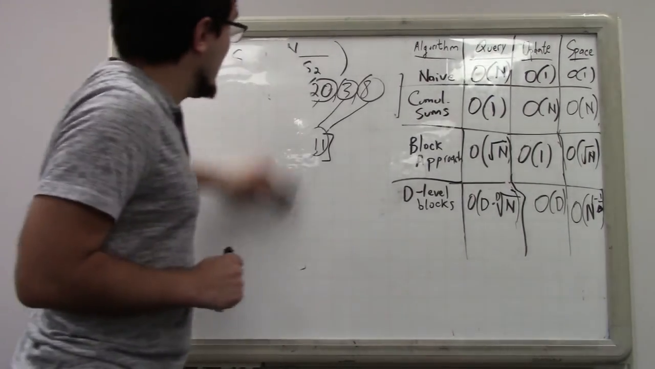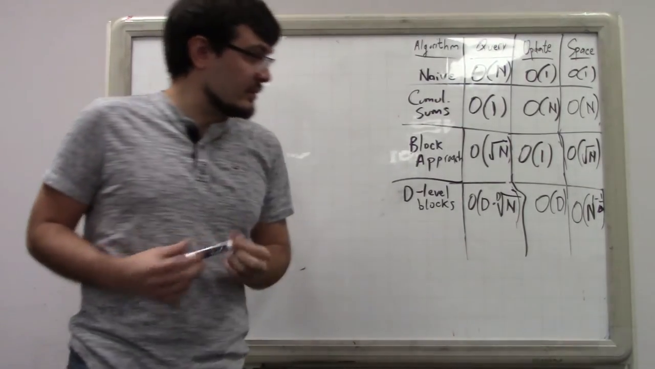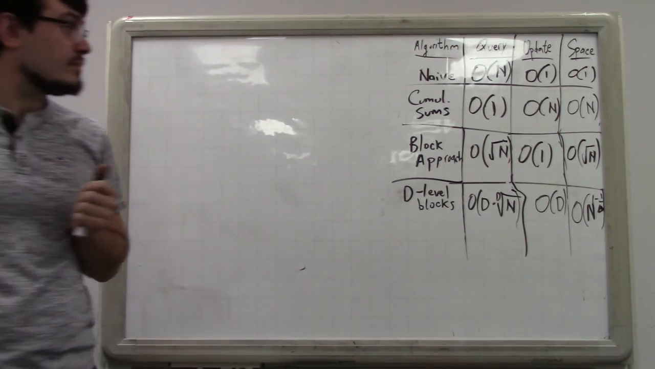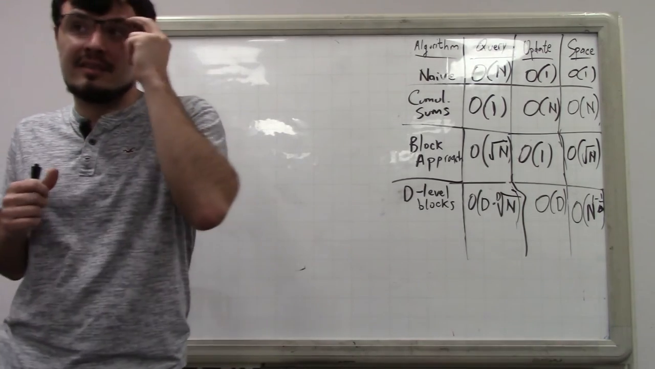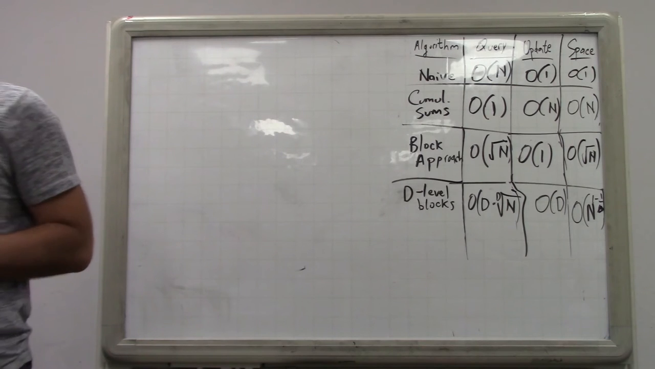Question on this one. S1 and S2 were the number of elements at those levels in the D-level? Yes, S1 is the block size of the first level and S2 is the block size of the next level.